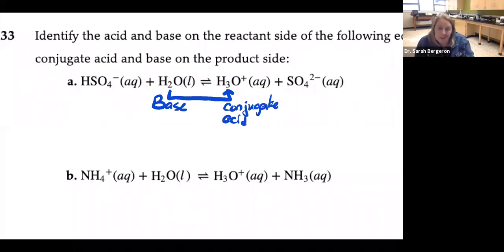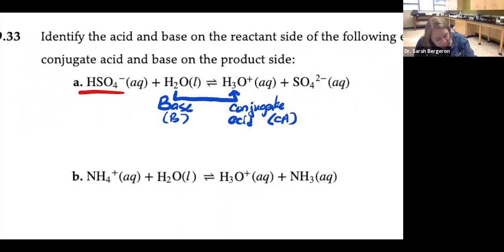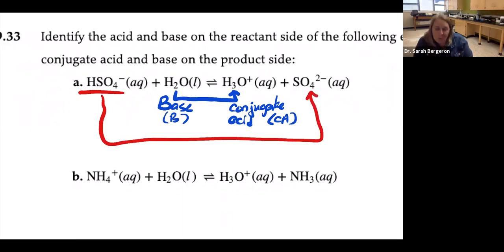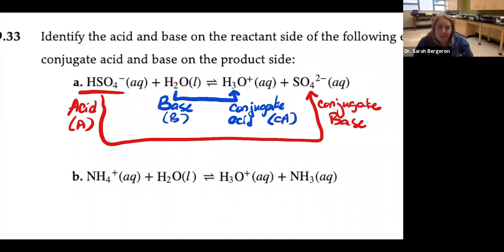And I'm going to turn into my conjugate acid, okay? A lot of times I'll just write B and I'll write conjugate acid, CA, just so that we can fit everything in. Now HSO4 minus is turning into SO4 2 minus. So I've lost my hydrogen. I've donated my hydrogen. If you donate your hydrogen, what are you? You're an acid. A lot of times I just abbreviate that A. And then I'm going to make my conjugate base. Let me write it out this time. Conjugate base, okay?